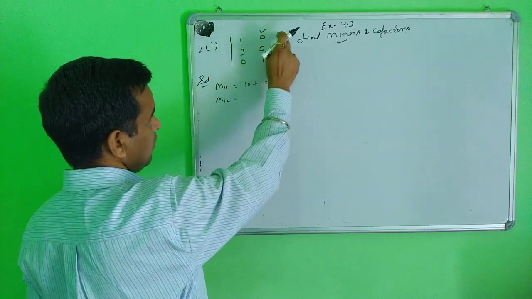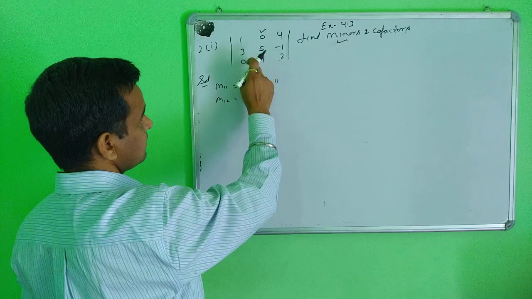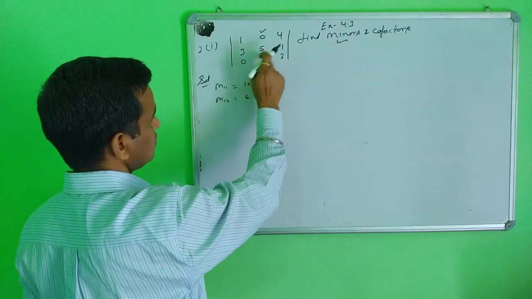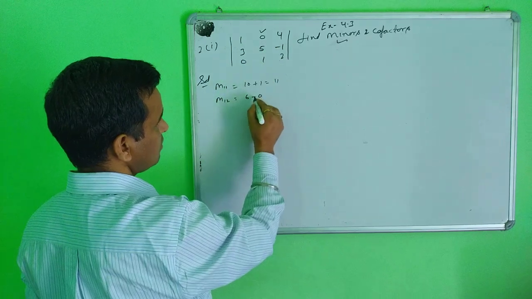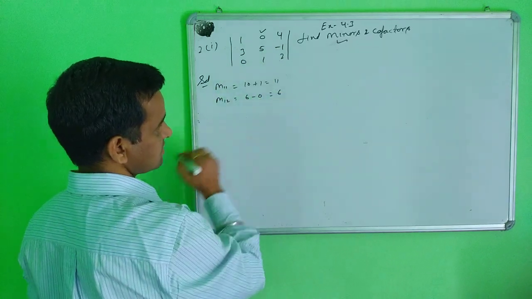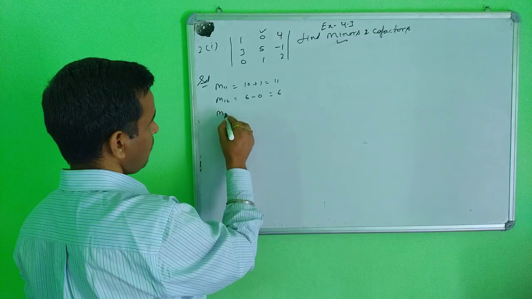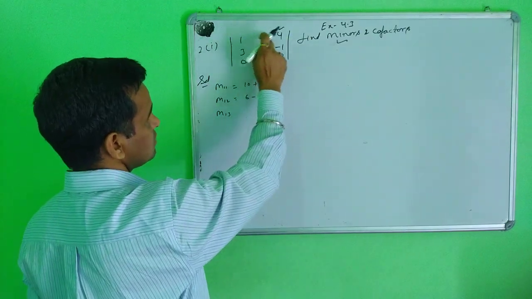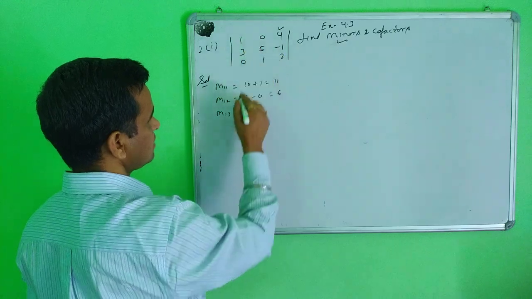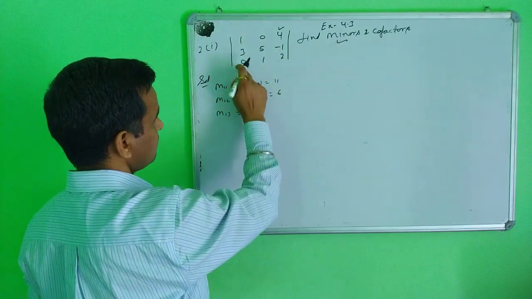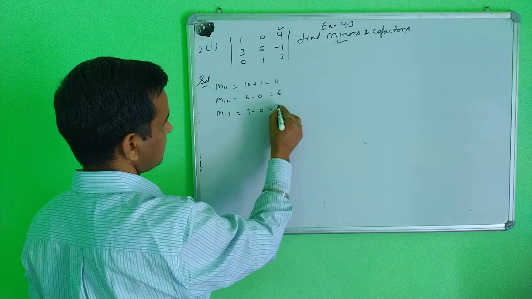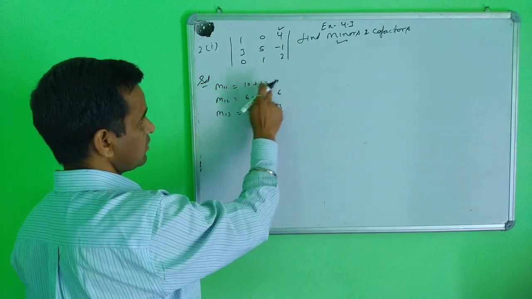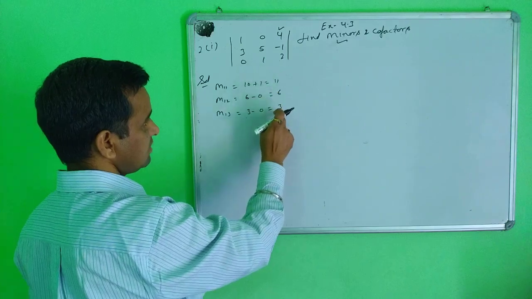This row and this column will be hidden. Then what is left? 3 times 2 is 6, and 0 times minus 1 is 0. So the answer here is 6. Similarly, for 1 3, this row and this column will be hidden. 3 times 1 is 3 and 0 times 5 is 0. What is left? 3.